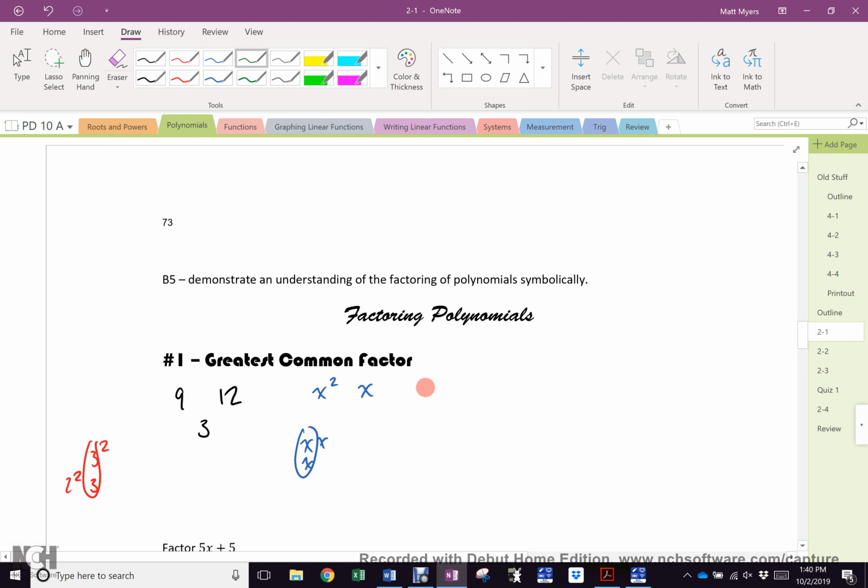Okay. What about x to the 4th and x to the 3rd? 3 x's are common because this guy is x, x, x, x, and this guy is naughty, he's x, x, x. And you see there are 3 that are common.